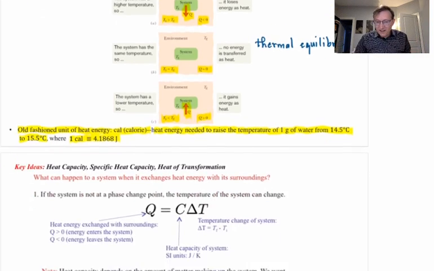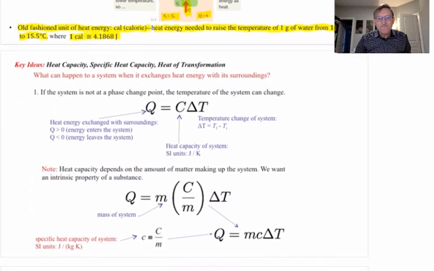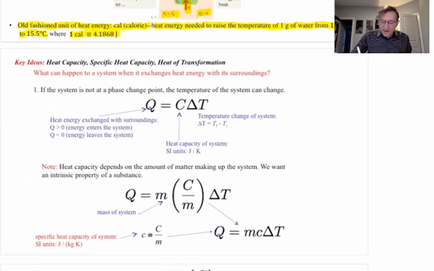All right, so we've introduced the idea of heat energy. Now let's talk about how we use it quantitatively in studying systems. The next mini section here is we're going to introduce 3 new quantities. It can get a little confusing, so pay attention, and you can always go back and review this video as many times as you need to, or read section 18.4 in your book. We're going to talk about heat capacity, specific heat capacity, and what's called heat of transformation.